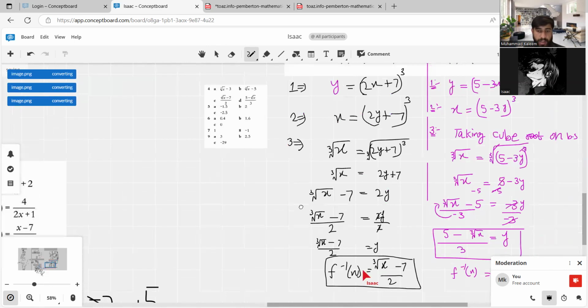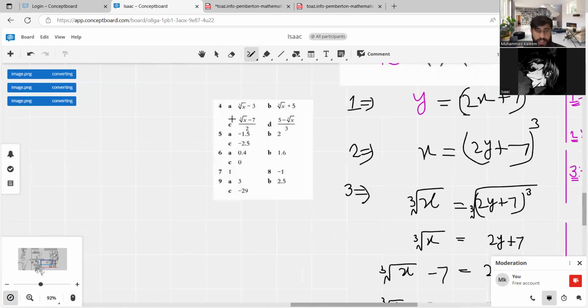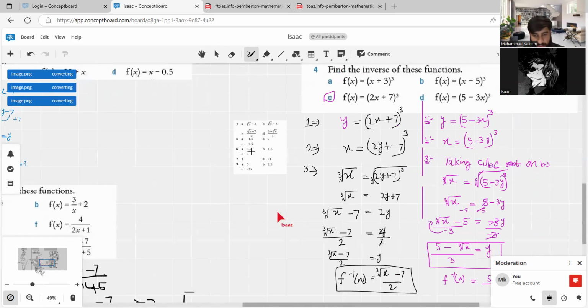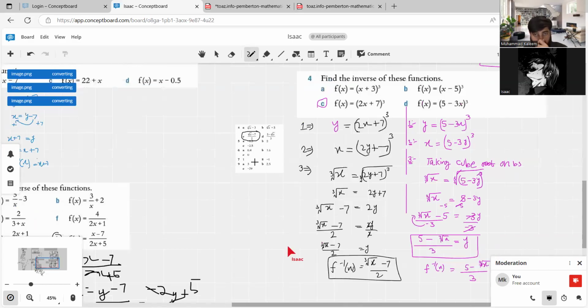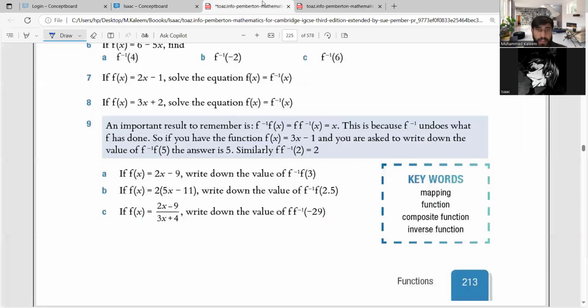That's all. Here we can verify the answer. We did question number 4 and its C part. What is the answer? The cube root of x minus 7 over 2. This is the same answer, right? Okay, now let's move on to question number 5.